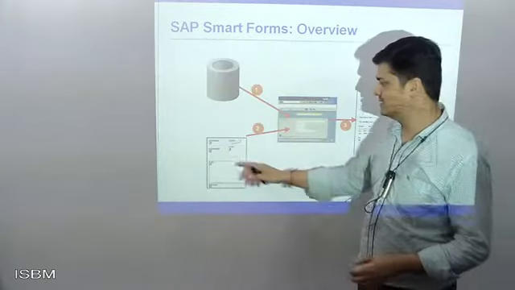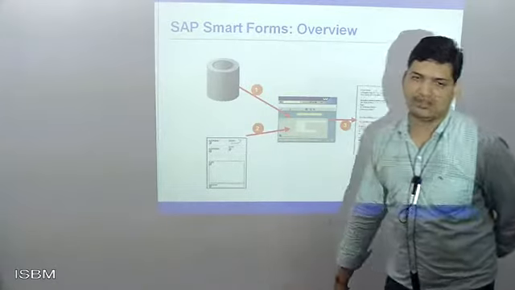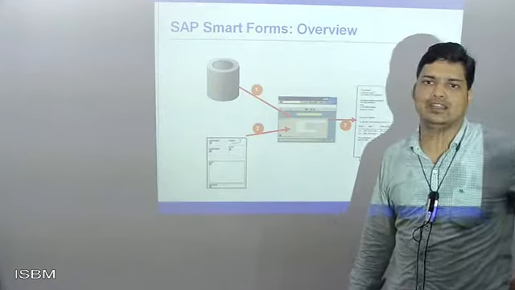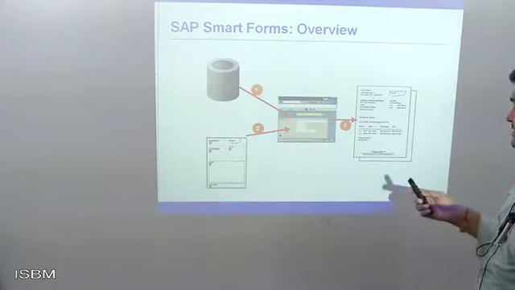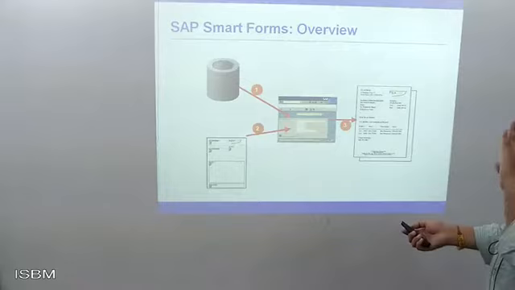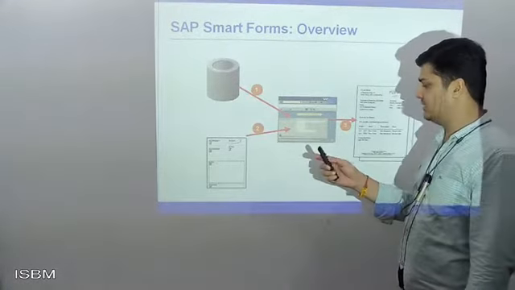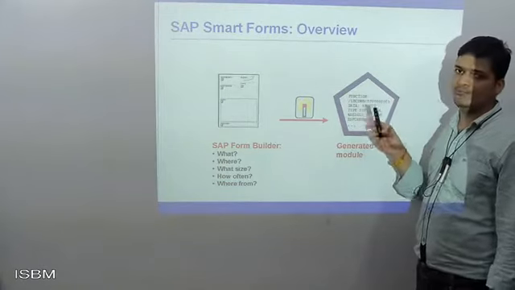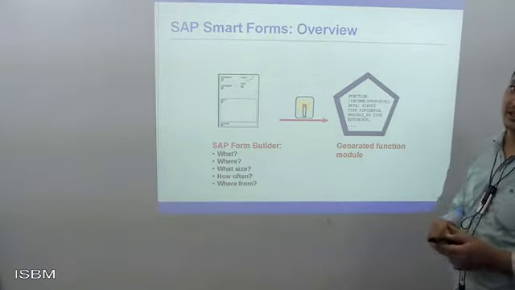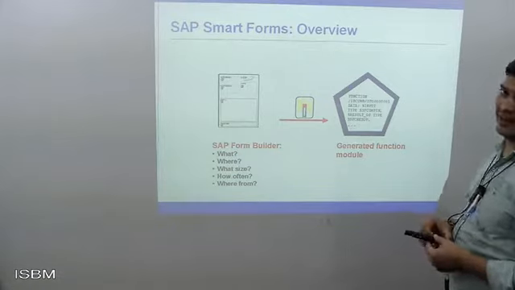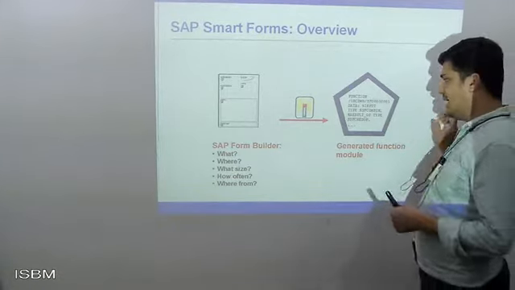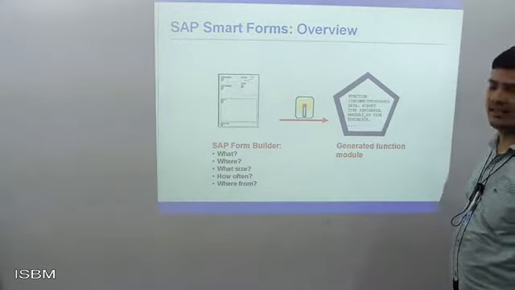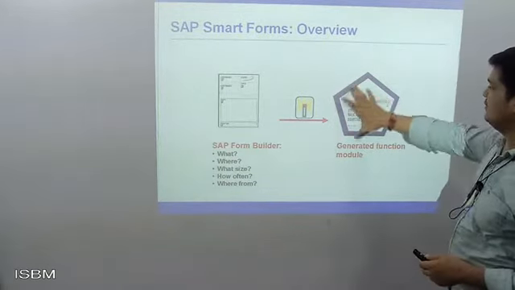suppose the address is not printing properly. I mean to say the address should be New York, and it is showing Chicago or something else. We need to find out why it is taking a wrong address. For that we can go into the function module and check why it is giving the wrong address. We can put a debug point there, and we can easily recognize the cause.